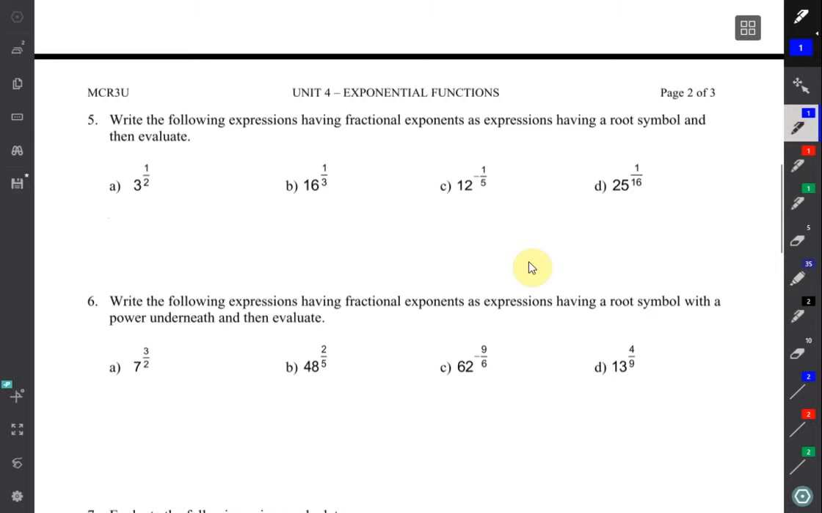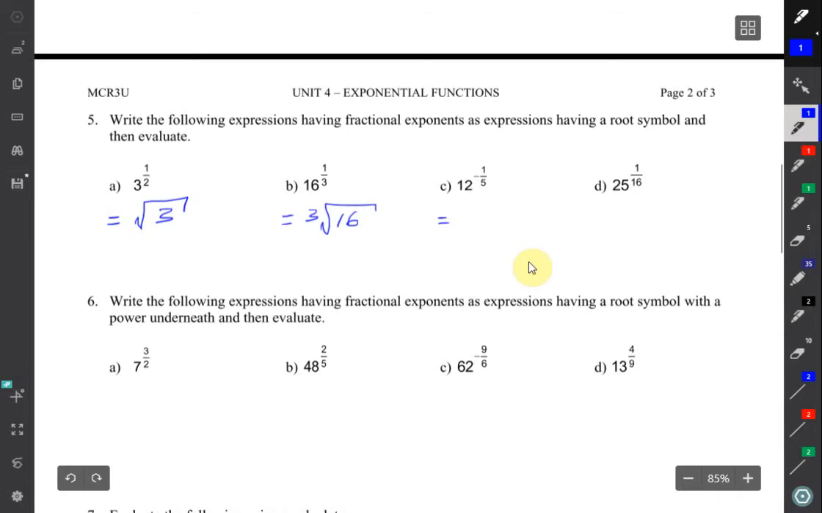So taking up these examples, this would be the square root of 3, and I'm not going to write the 2 because that's understood. This question here, the 3 in the denominator is the root, so this would be the cube root of 16 to the 1, and I don't need to write the 1.